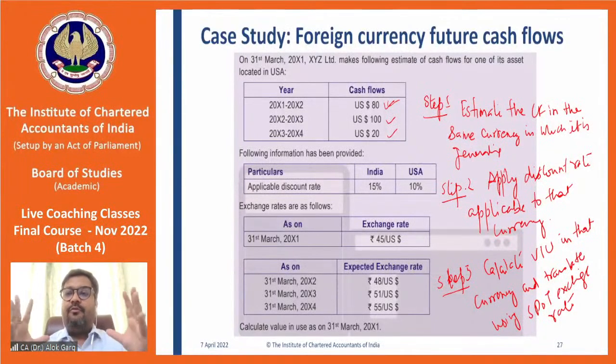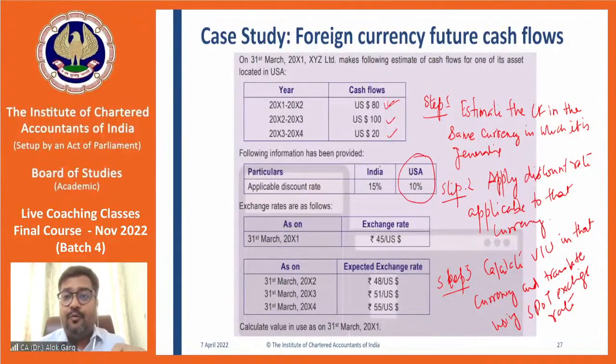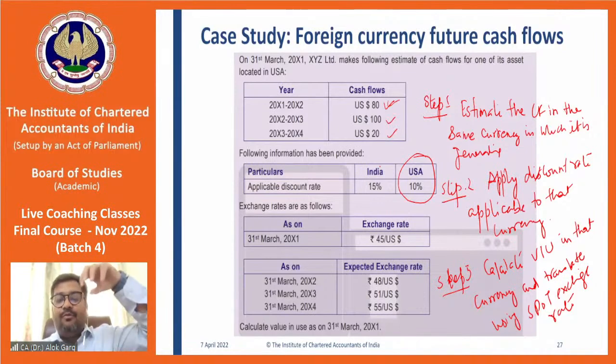So for the future, you have estimated the cash flow in US dollars. You have to apply the discount rate which is applicable to US dollar. It will give you the present value today. So once you have a present value, once you have a value in use today in US dollars, you will convert this today's present value. You will convert this today's value in use.